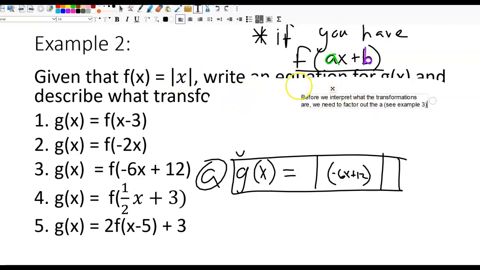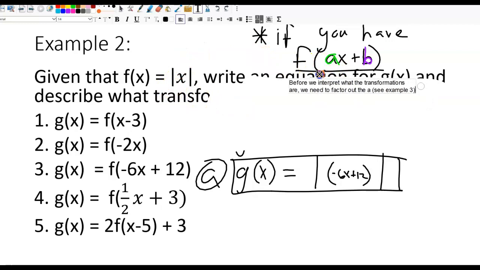Okay? So before we interpret what the transformations are, we need to factor out the A because it will help us actually interpret it correctly. All right? So if you have f of a x plus b, we have to take the a out. So anytime you have both the a and the b in there, that's what you'll need to do. Okay? So let's go ahead and do that then.